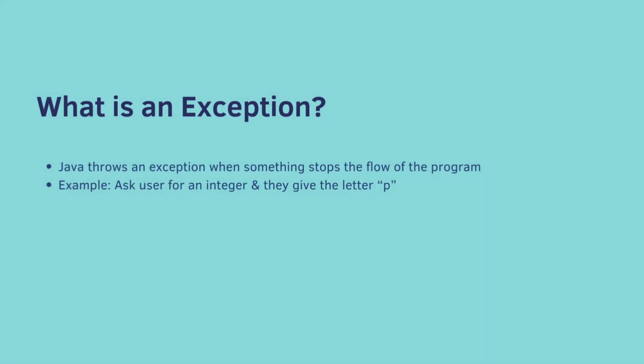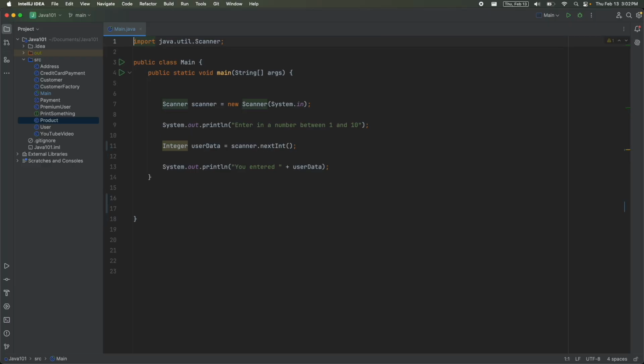What is an exception? Java throws an exception when something stops the flow of the program. For example, if you ask a user for an integer, but they give the letter P. So here's some code that does just that.